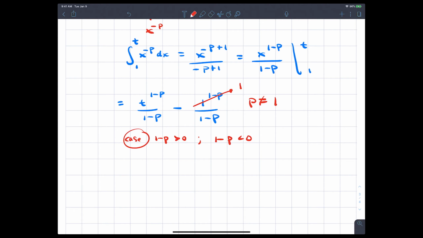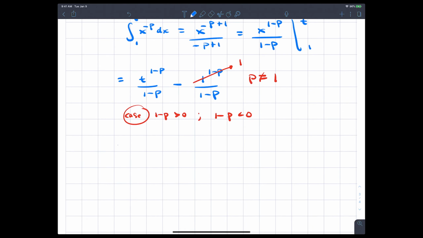So we already looked at this case here. Now let's consider something. So let me do a little bit more algebra for this here for us. Here's what the algebra is going to look like, right? We get t to the 1 minus p over 1 minus p minus 1 over 1 minus p. And we can factor out the 1 over 1 minus p, and we're left with t to the 1 minus p minus 1.